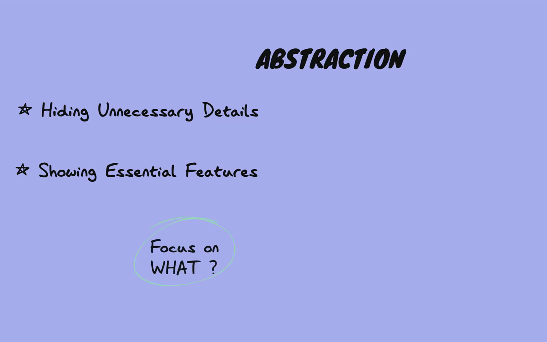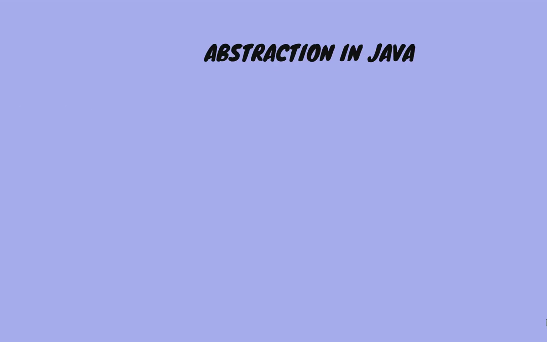Abstraction means hiding unnecessary details and showing only the essential features of an object or a concept. Abstraction allows us to focus on what an object does rather than how it does it. Now let's see how this applies in Java. In Java, abstraction can be achieved using abstract classes and interfaces. We use these tools to define the essential features while leaving the implementation details to subclasses or implementing classes.